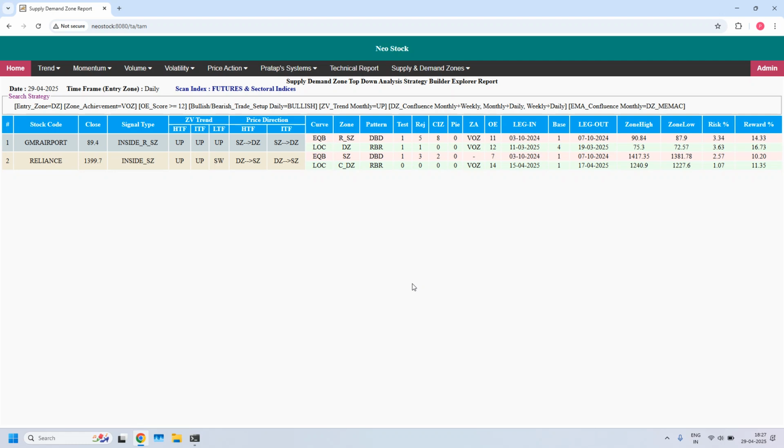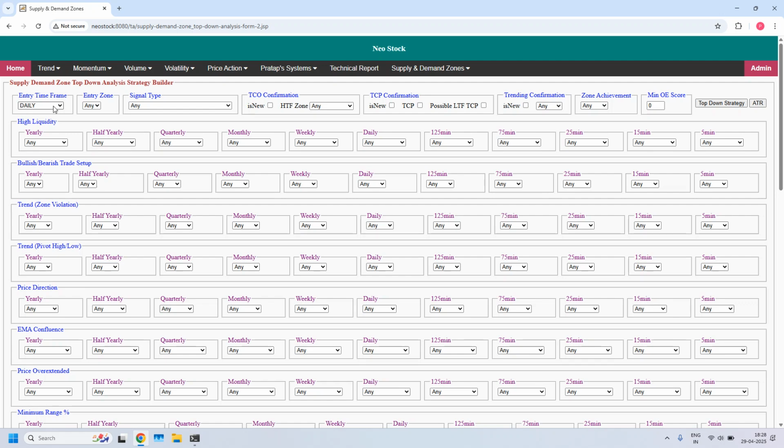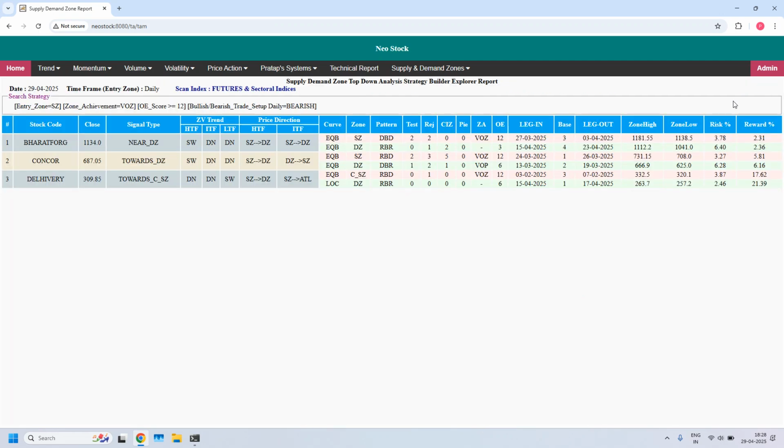Okay, next, this is a bullish trade setup for monthly income trade. Next, bearish trade setup for monthly income trade. Entry time frame daily, entry zone supply zone, bullish or bearish. At daily, I am selecting bearish. Zone achievement VOZ, minimum odd enhancer score 12. With these filters, we got 3 stocks. Bearish trade setup for monthly income trade, and entry time frame zones are daily supply zones.